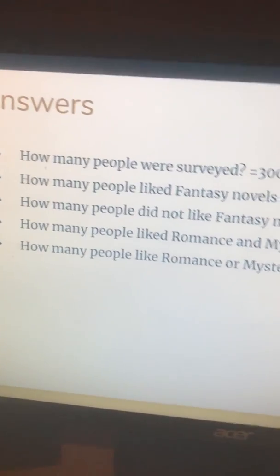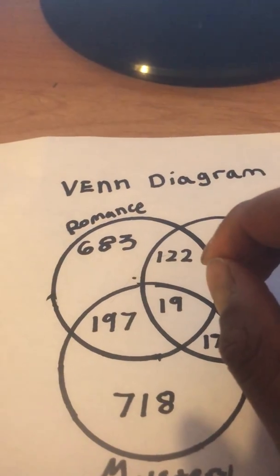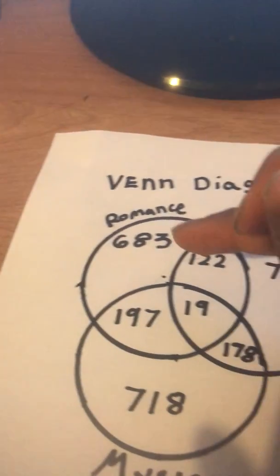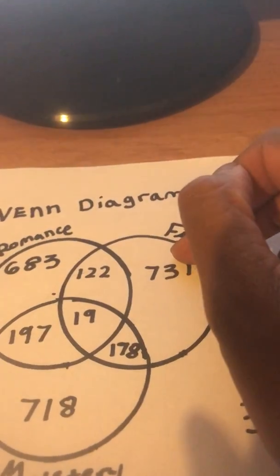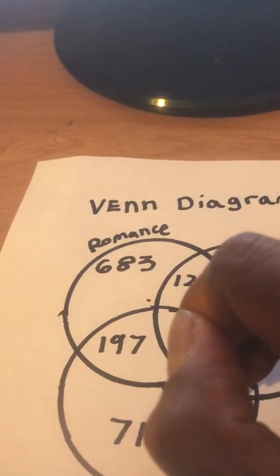And then for my third problem, how many people did not like fantasy novels at all, I basically just added the categories that had nothing to do with fantasy. So I just added 683 and 718 together and got 1,598.